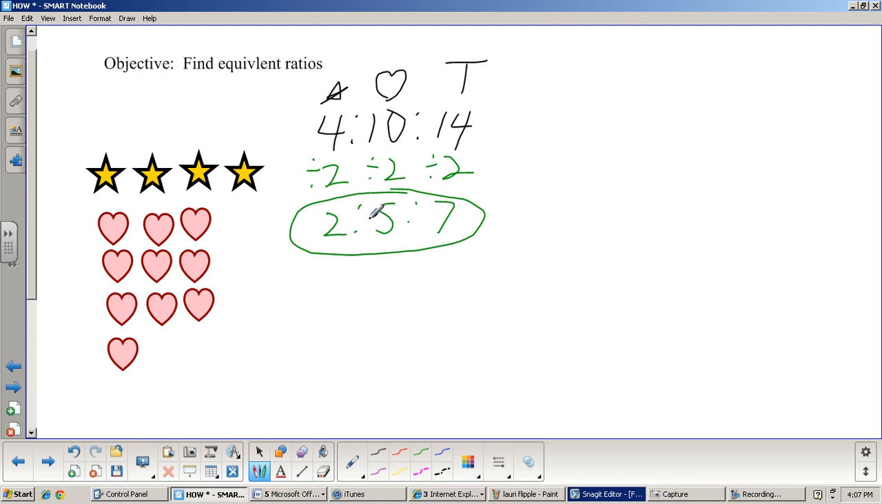So now that I know my simplest form, I want to make another equivalent ratio. Let's say that there are a total of 70 hearts and stars. I want to know how many hearts there are going to be, and how many stars there are going to be. Well, what did I do to the 7 to get to 70? I multiplied by 10. So what do you do to the 5? You multiply by 10, and the 2, multiply by 10. So I get 20 to 50 to 70. It all works. So now we're going to try one on a different page.